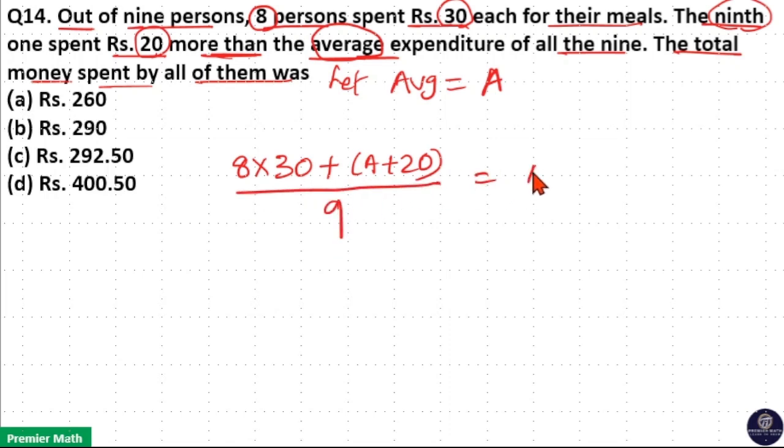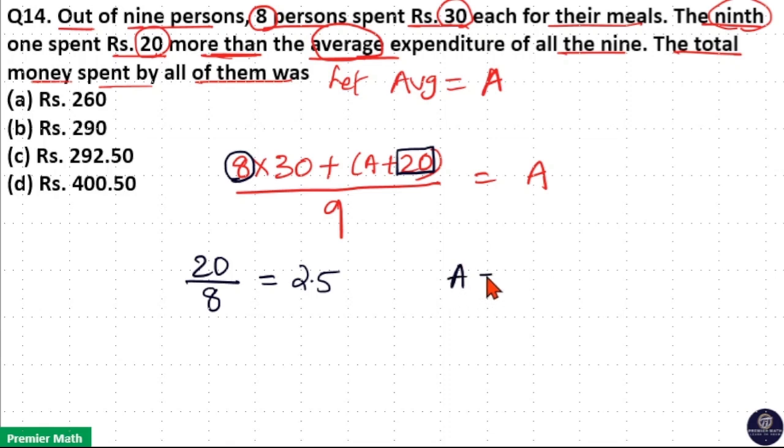This is equal to the average. You can see the ninth one spent 20 rupees extra, that is, 20 rupees more than the average. So if I distribute this extra 20 rupees equally among these 8 people, then each of these 9 people will spend the average expenditure. That is, if I distribute this 20 rupees equally to 8 people, I can find the average. 20 by 8 is equal to 2.5. So if I distribute this 2.5 rupees to these 8 people, that will be equal to the average.